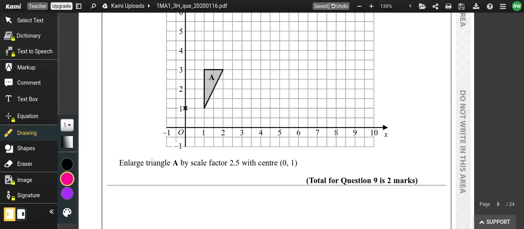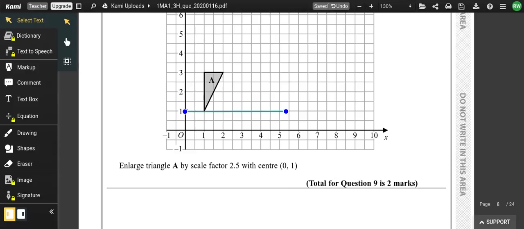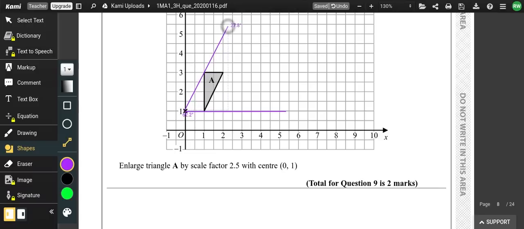Enlarge triangle A by scale factor 2.5. Okay, so 2.5, we're going to go from the center of enlargement. We'll just draw our lines out there, and let's move that so it's a bit more accurate. It's hard to do on this. And then we can draw lines going from here.